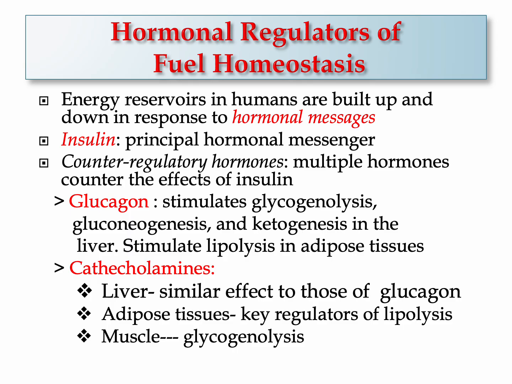So, what are the hormonal regulators of fuel homeostasis? Number one, energy storage and release in the body are regulated by hormones, with insulin as the primary promoter of energy storage. Number two, counter-regulatory hormones like glucagon and catecholamines oppose insulin by stimulating processes such as glycogen breakdown, glucose production, fat breakdown, and ketone formation to release energy from the liver, adipose tissue, and muscle when it is needed.